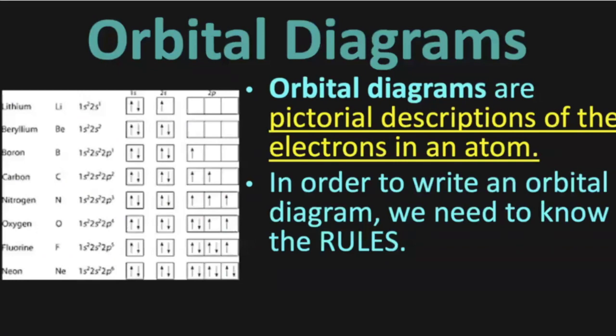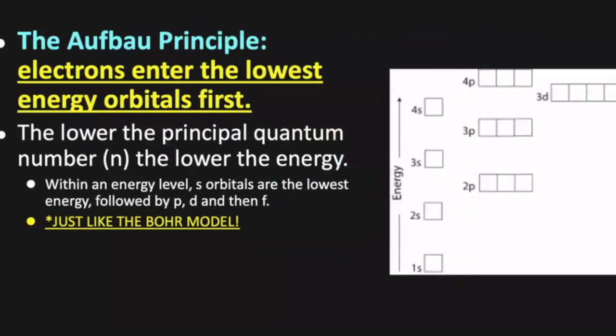In order to write these, we need to know the rules. So your first rule is the Aufbau principle. And what this tells us is that electrons enter the lowest energy orbitals first. All this means is that you need to follow the same order of orbitals as you did in your electron configurations. So your chart that you drew with your arrows going diagonally through it, you're following that same chart in order to fill these. Make sure you fill them in order.